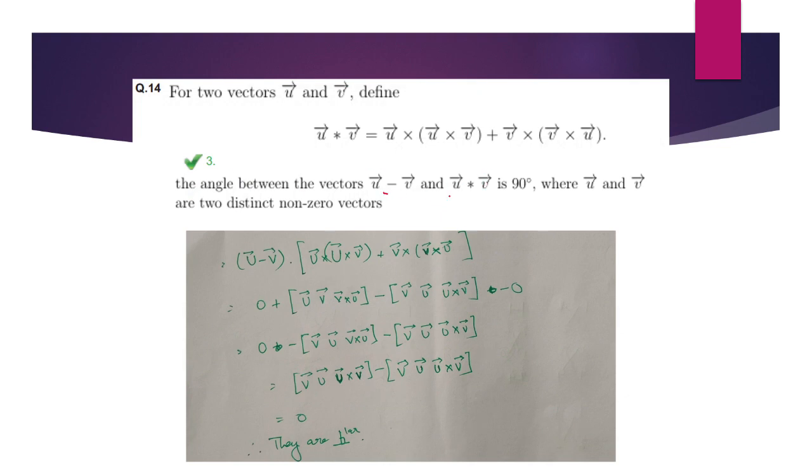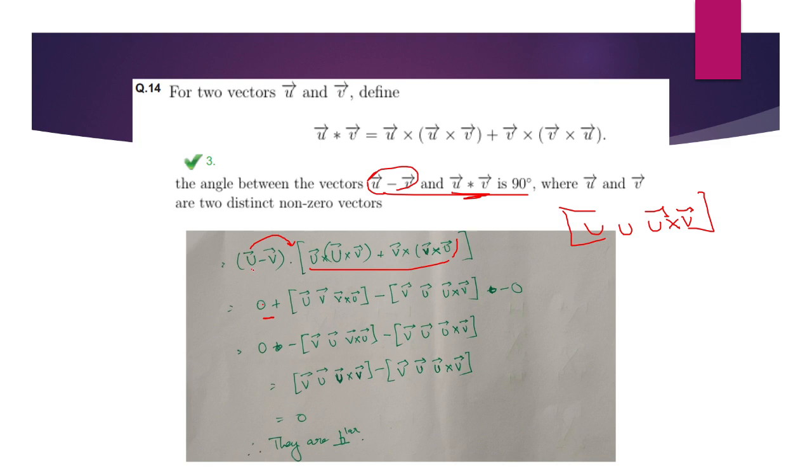The angle between the two vectors is 90 degrees, therefore the dot product of them is 0. So I'll just do the dot product of this and this. So this is nothing but u cross v plus v cross u, in brackets. So now we need to multiply them. So now see, u dot u cross v, the scalar triple product, is nothing but 0, because the box product would be u cross v, and hence the scalar triple product over here is 0.